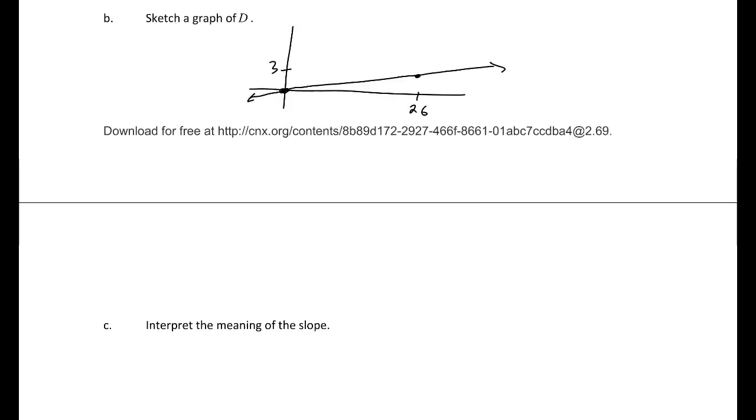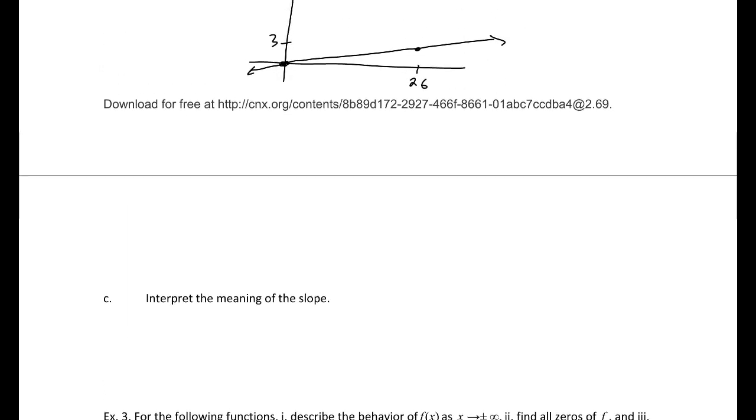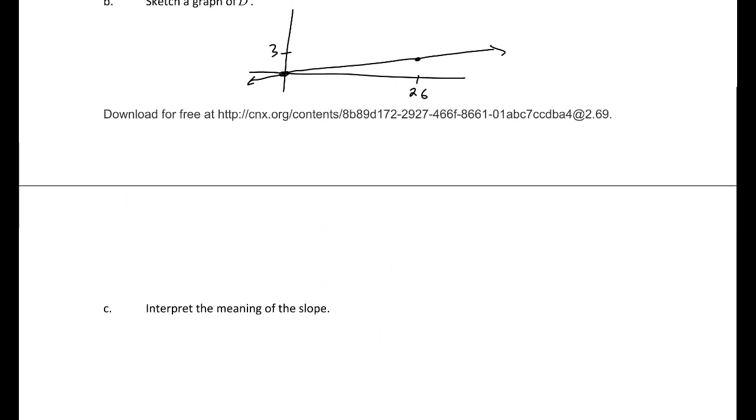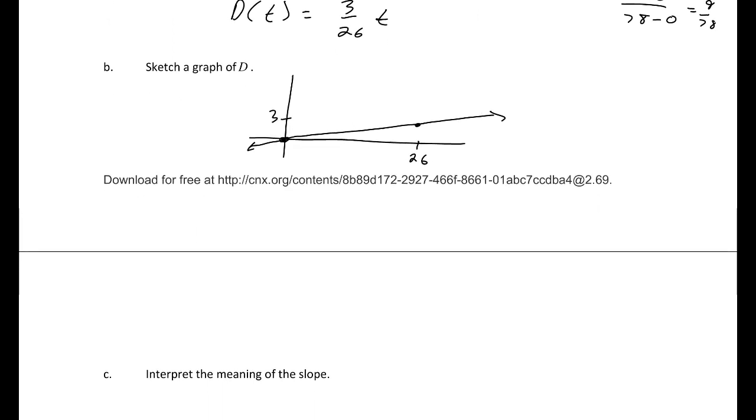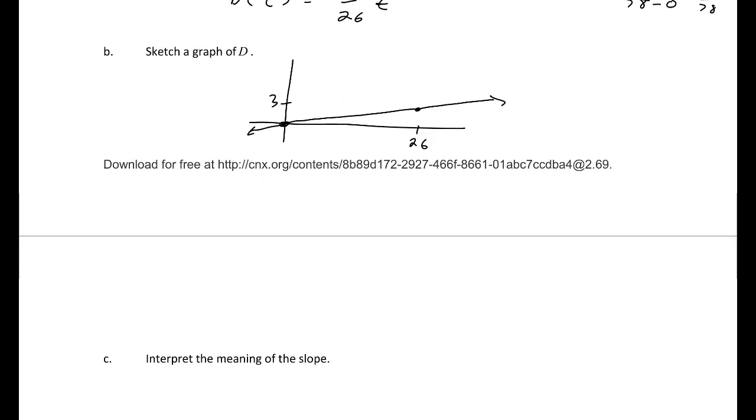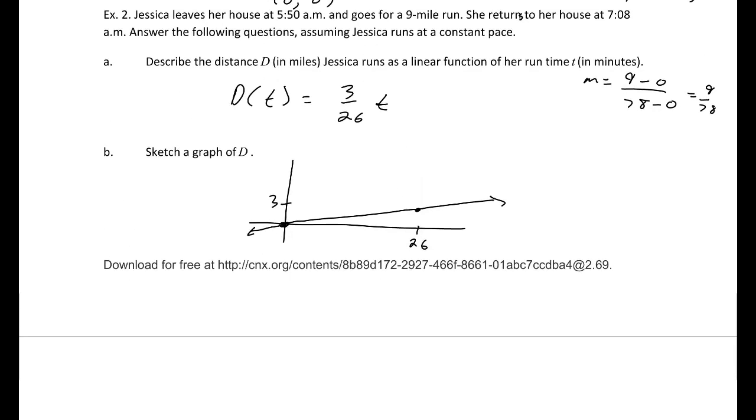All right, example 3. Oh, not yet. Interpret the meaning of this slope. What does it mean for her distance function to be 3/26 t? Well, that means that every minute, because we are talking miles divided by minutes. Our d of t is in miles, and our time is in minutes.